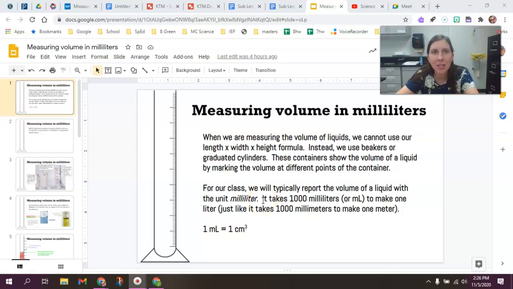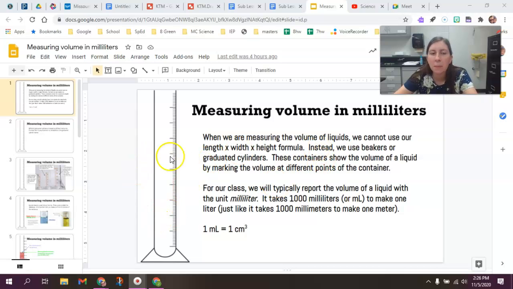Hey guys, today we are going to continue with volume. Yesterday we worked with volumes of solids, particularly regularly shaped solids such as a block or a box. Today we're going to find the volume of a liquid. So with liquids we cannot use our length times width times height formula.